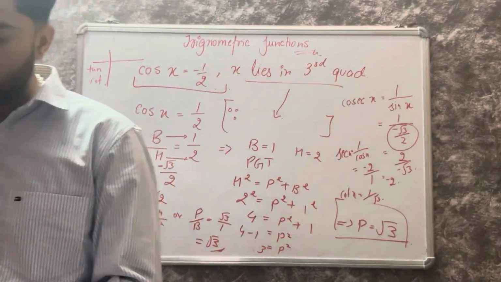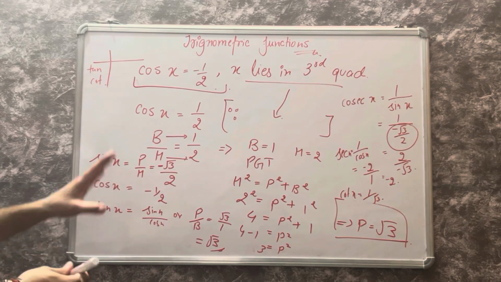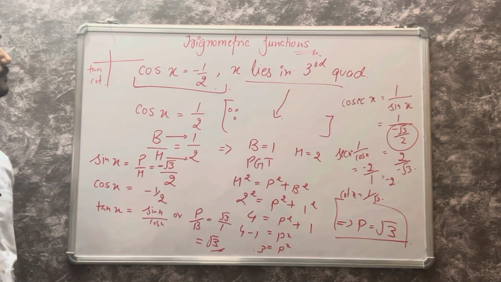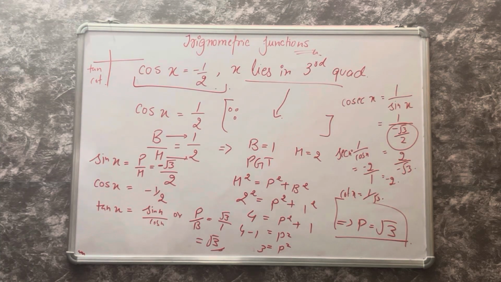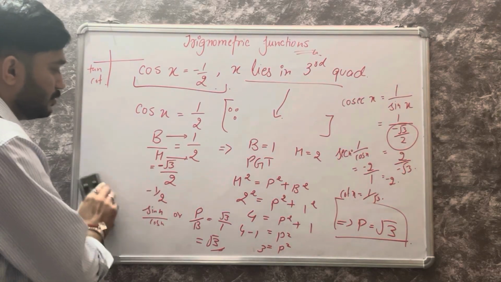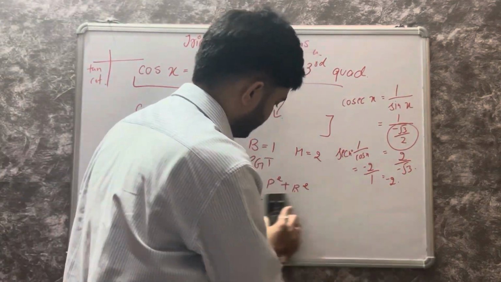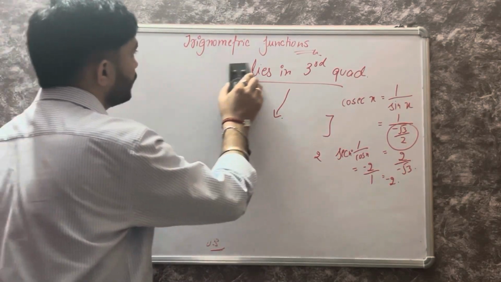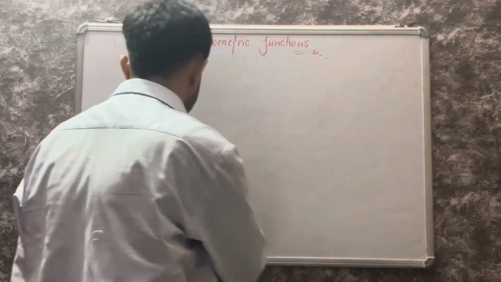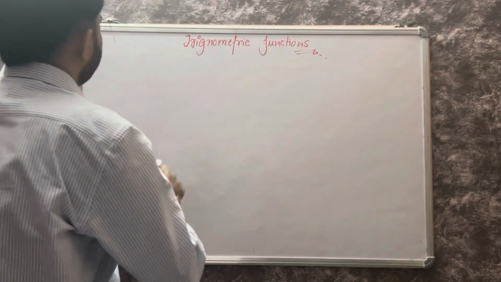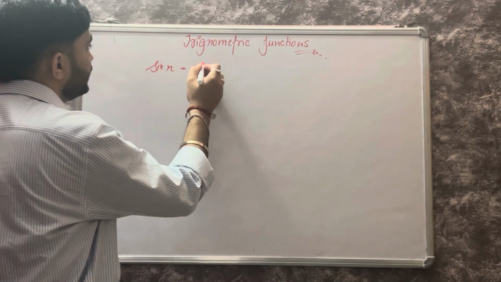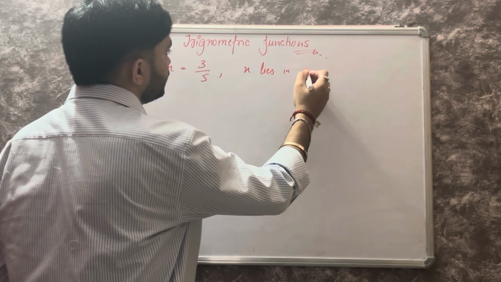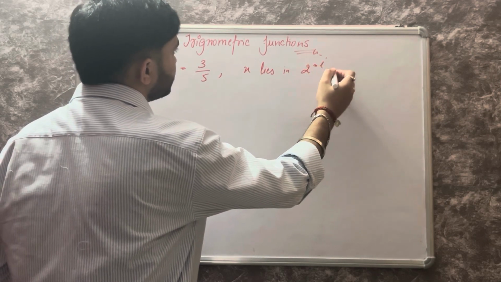Any doubts? Here we completed this question. So we found the value of every trigonometric function with cos x. Now we are going to solve a similar question based on it. That is, what if the value of sin x is 3 by 5 and x lies in second quadrant?